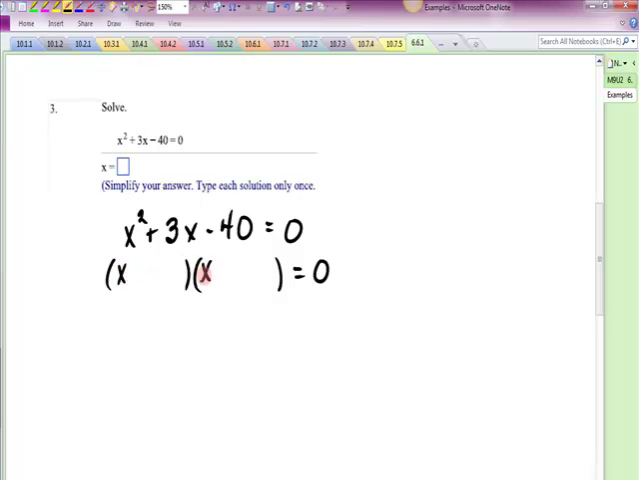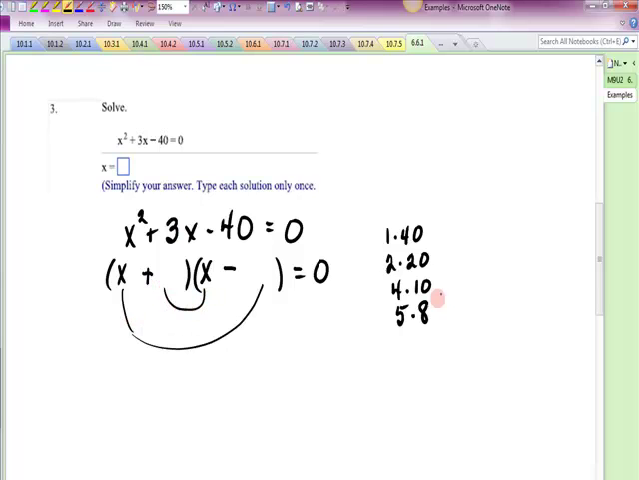I know I need an x times an x to get an x squared. To get a negative 40, one of these must be plus and one minus. To get a 40, it could be 1 times 40, it could be 2 times 20, it could be 4 times 10, it could be 5 times 8. One of these will be a negative, and one of these will be a positive. Their difference will have to be 3, 5, and 8. So I'll put the 8 here and the 5 here. That does give me a negative 5x and a positive 8x, which gives me 3x for the middle term.